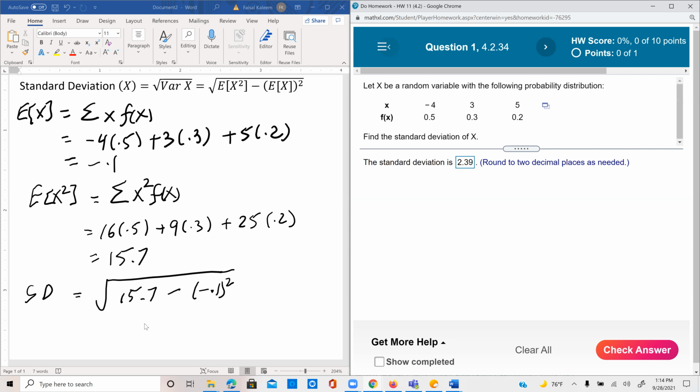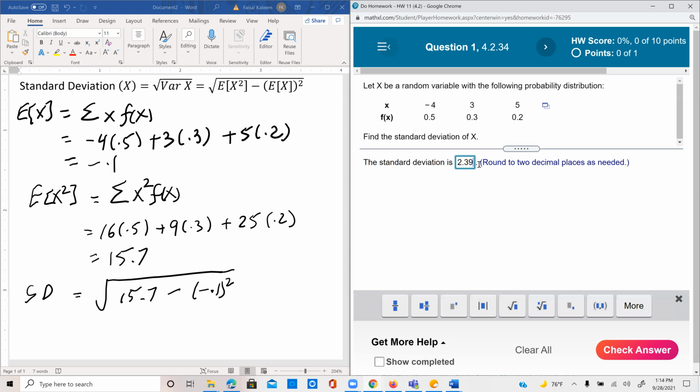And then I get 15.7 minus the square of -0.1, which is 0.01. And then I take the square root of that. Oh, I get 3.96. I don't know what happened the first time. 3.96.